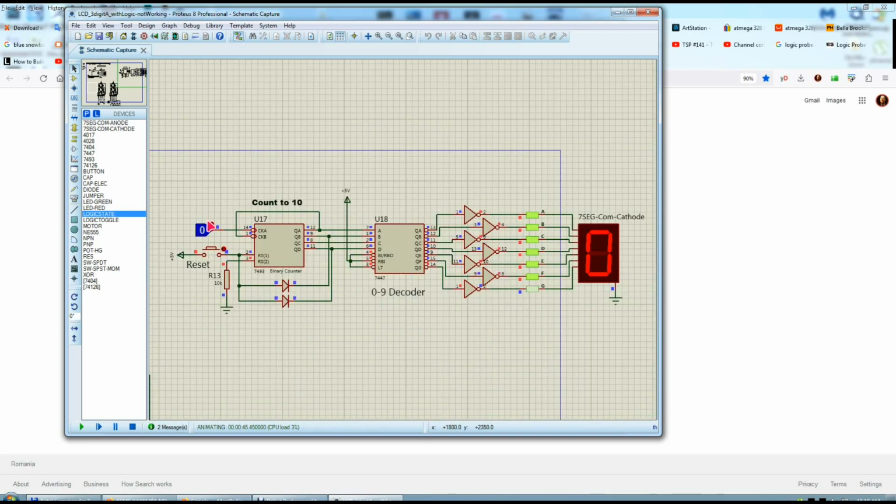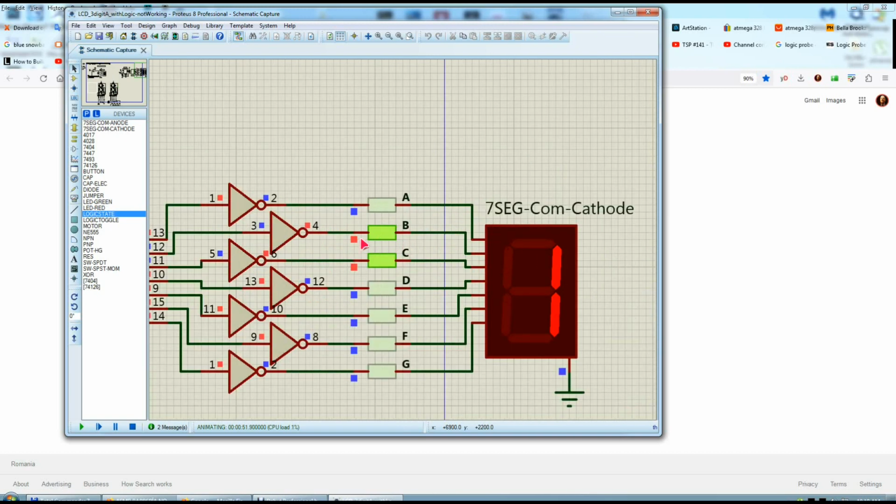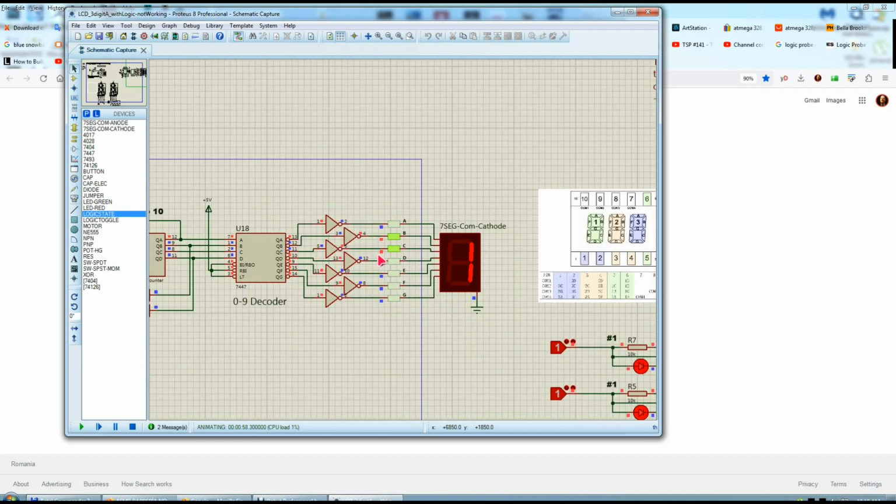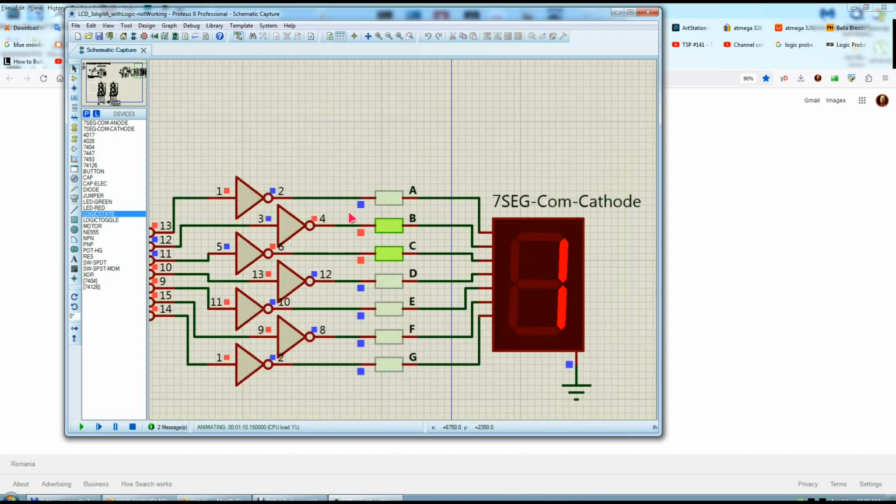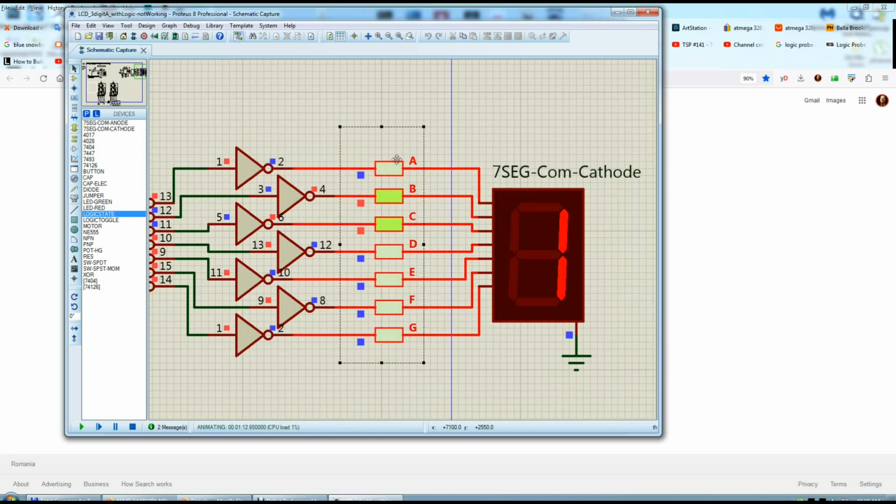Let me reset it to 0. If I want number 1, I will have this guy and this guy, so segment B and segment C open. This is what I really wanted to see. I did whatever I could. I added all this extra stuff that is in the way. It's not really a good design, but I don't care, because all I want is this column here to tell me which segments of the display are opening: A, B, C.